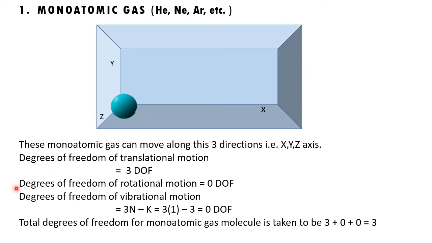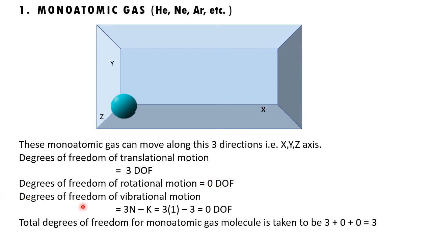Now the degree of freedom of rotation motion is 0. Why is it 0? Because the size of the monoatomic gas molecule is negligible, so the moment of inertia will be 0, and that's the reason we don't consider the degree of freedom of rotation in case of the monoatomic gas. So the degree of freedom of rotation in case of the monoatomic gas is 0.